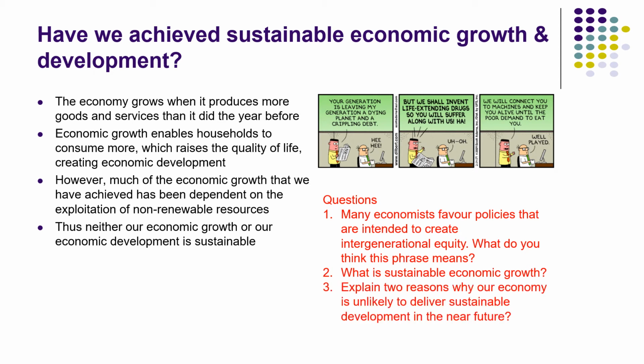So, last question. Explain 2 reasons why our economy is unlikely to deliver sustainable development in the near future. So if you take the kind of Thunberg opinion, which is passed off as fact, the first reason is fossil fuels are going to run out. Our growth model's based on non-renewable resources. So if our generation uses more of those resources, there'll be fewer resources available for future generations. So that's the first reason.